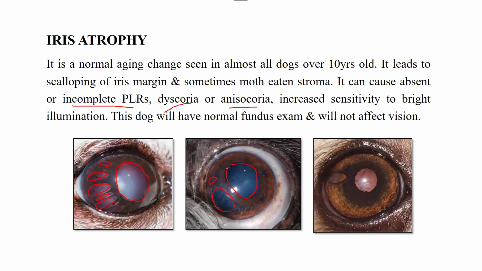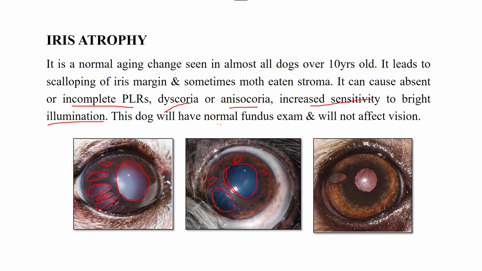If the iris has moth-eaten areas here, those moth-eaten portions are basically changing the shape and the size of the pupil. So it is causing dyschoria and anisocoria, and increased sensitivity to light or bright illumination. All of these are the complications or issues that are going to be encountered with iris atrophy.